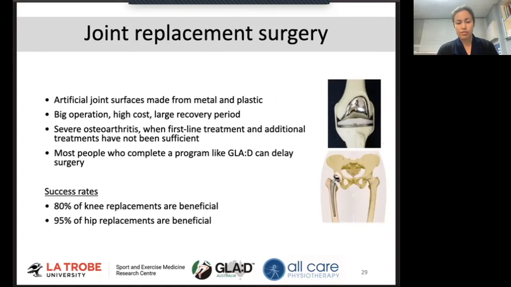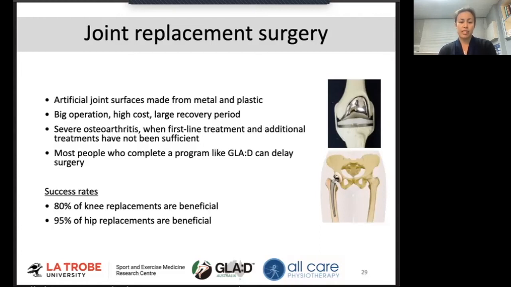The other type of surgery that commonly occurs for hip or knee osteoarthritis is joint replacement surgery. This is where joint surfaces of your hip and knee joints are replaced with artificial joint surfaces made from metal or plastic. Joint replacement surgery is often done in people with severe osteoarthritis, as I said, who have trialed the first and second line treatments, but it's not sufficient enough and they're still not able to do what they want to do. Joint replacement surgery should not be offered or provided to people who have not adequately trialed first-line treatments like exercise, education, and weight management.